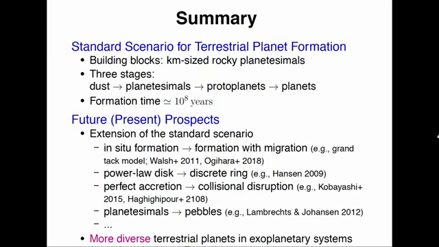Let me also note that we have already found more diverse terrestrial planets in exoplanetary systems. What we need to do now is construct a model or scenario which can explain both the terrestrial planets in the solar system and those in exoplanetary systems, maybe depending on the properties of protoplanetary disks.